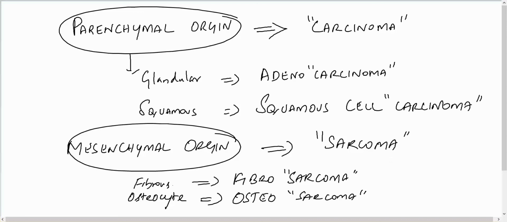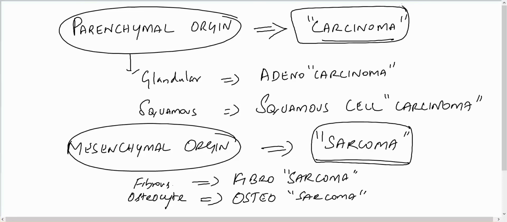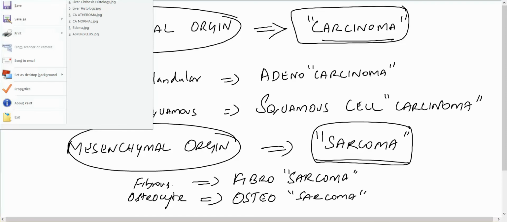So these are the basic terminologies of the cancerous tumor. If it is of parenchymal origin, in the end we put carcinoma. If it is of mesenchymal origin, in the end we put sarcoma. Don't get confused, the whole word is the suffix. So this is about the terminologies of the malignant tumors. Now let us discuss certain basic definitions about neoplasia.